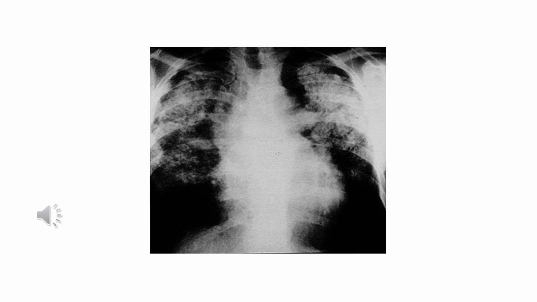Here you can see the X-ray picture of a person with anthracosis, with opacities in the upper and the middle zones of the lungs.